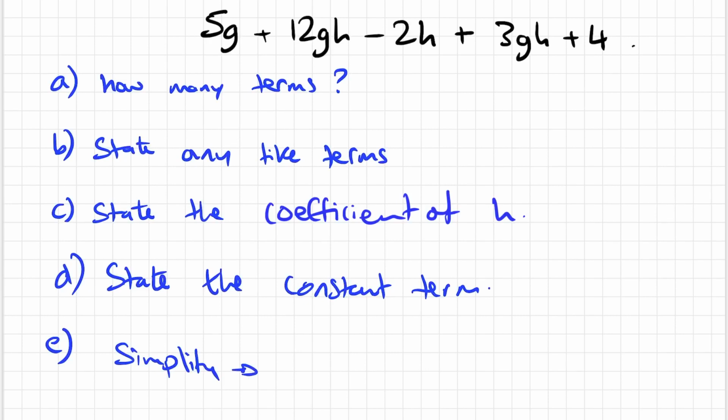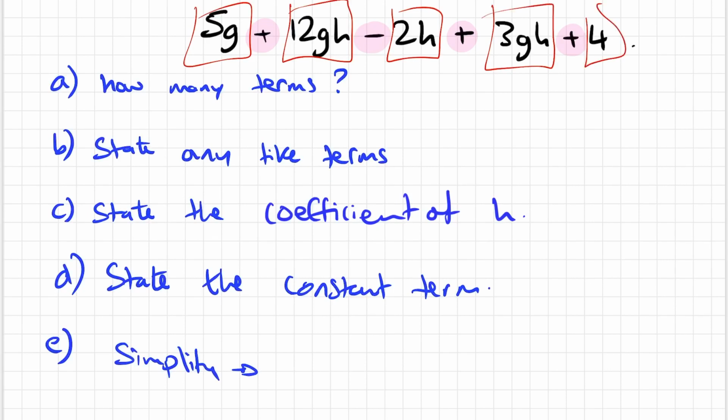How many terms? Remember, terms are separated by operations. So let's count how many operations we have here. We have a plus, we have a minus, and we have a plus, and we have a plus. So we've got 4 operations, and let's count the terms that we have then. So we have 5g, we have 12gh, we have 2h, we have 3gh, and we have 4.